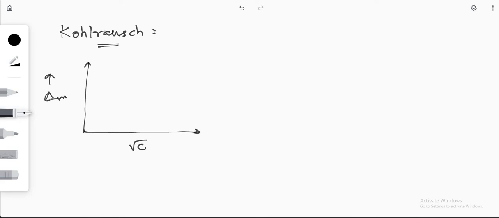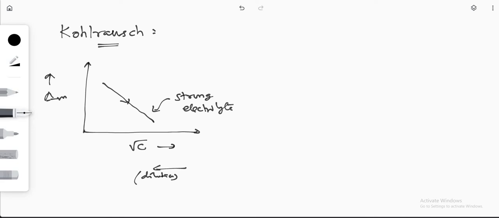For strong electrolyte he got a straight line with a negative slope. As concentration increases, molar conductivity decreases. From left to right, concentration increases. From right to left, concentration decreases, or dilution. We are doing dilution. Right to left means dilution. On dilution, molar conductance will increase. This is for strong electrolyte. Based on this, he gave a formula for strong electrolytes.